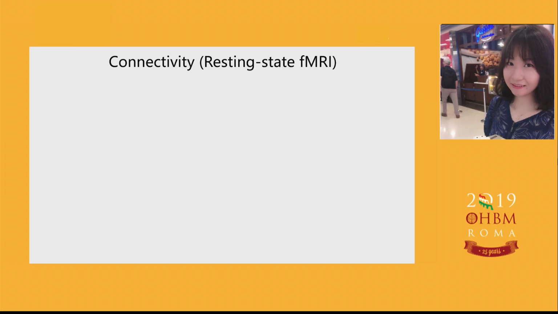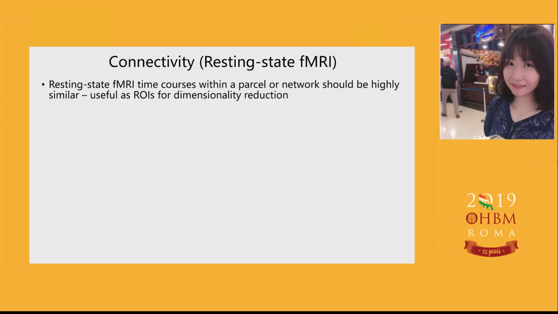To evaluate connectivity, we can use the resting state functional MRI data. The resting state functional MRI data normally should be from an out of sample test. For example, if you use dataset A to estimate your parcellation, you're supposed to test the connectivity in an out of sample test.